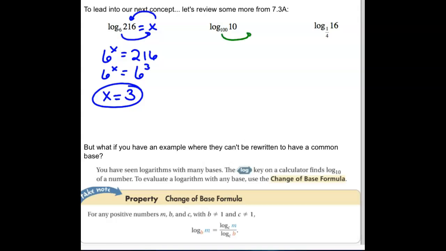Here we have 100 to some power getting us 10. And remember, when we take a big number and are trying to get to a smaller number, like turning 100 into a 10, we're going to actually have to take some kind of root. So we need to square root this to turn 100 into 10, and the power for a square root is 1/2. So x would have to be 1/2.